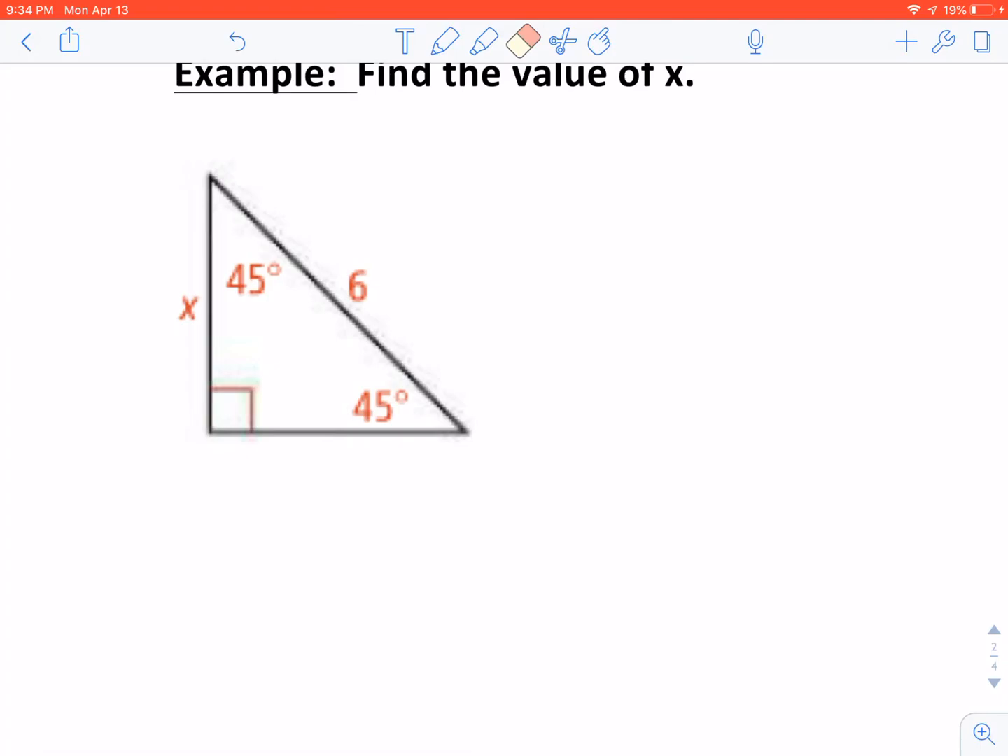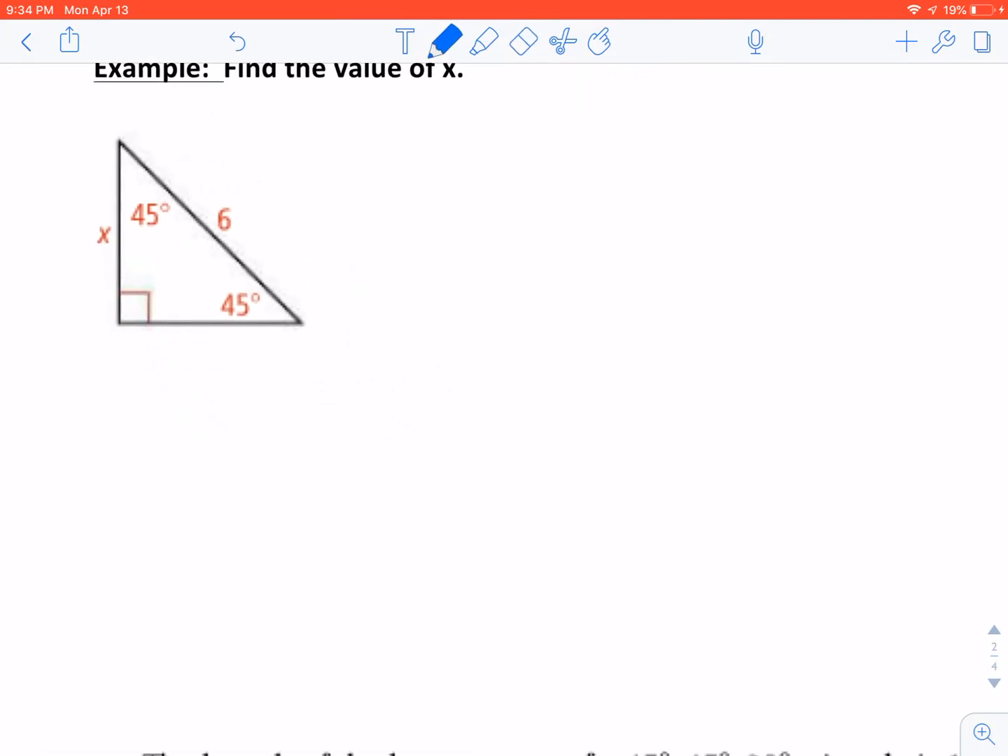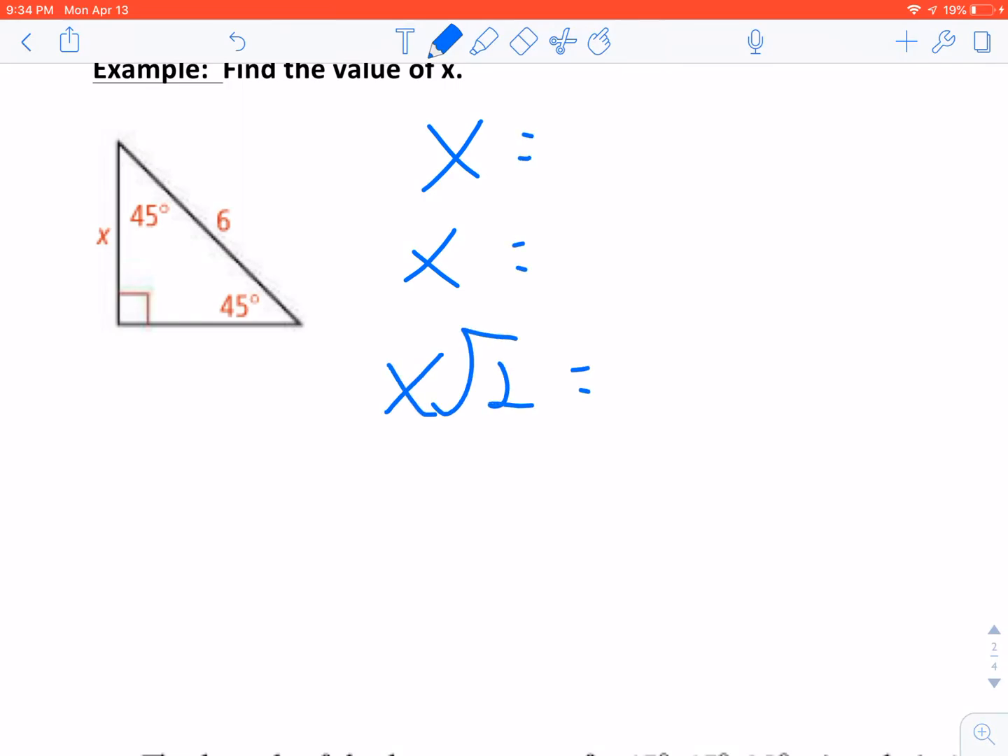All right, this is your worst case scenario, and I kind of saved this. I didn't do any examples of it above because I don't want to intimidate you too much. But in this case, again, it's a 45, 45, 90 triangle. And in this case, we need to find a leg. I'm giving you the hypotenuse. So 6 is equal to x radical 2. So I need to solve this for x.